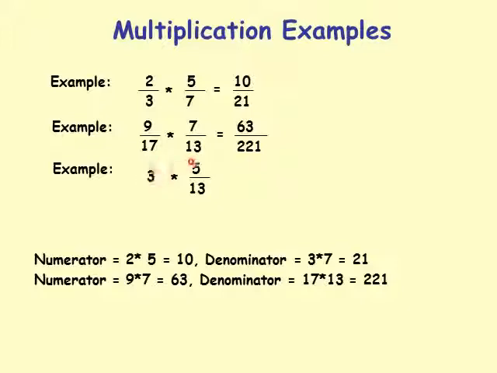So another example, 3 times 5 over 13. First we need to convert 3 to an improper fraction. So we change 3 to 3 over 1. So 3 over 1 times 5 over 13. In the numerator, 3 times 5 is 15. In the denominator, 1 times 13 is 13. So that's 15 over 13, and that's an improper fraction.